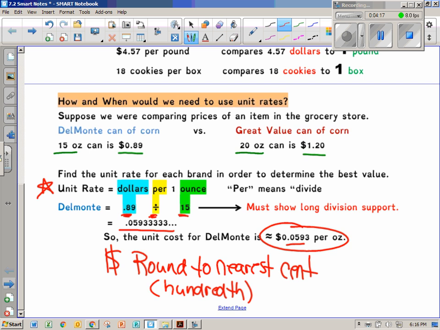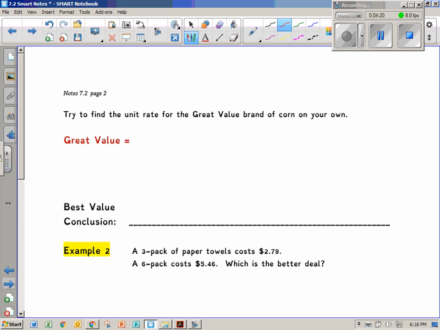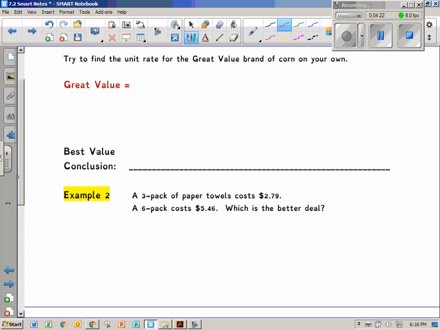So on the next one, I'm going to have you go ahead, and you might take a minute and see if you can remember how to find the unit rate. Number 1, we did it for Del Monte. Now you're going to do it for Great Value. So just think about it for a minute. And I'll give you a hint. You want dollars per ounce. And per is divide. So look back on the previous page, look at your dollars. It was $1.20, so I can just write 1.2, and it was for a 20-ounce can.